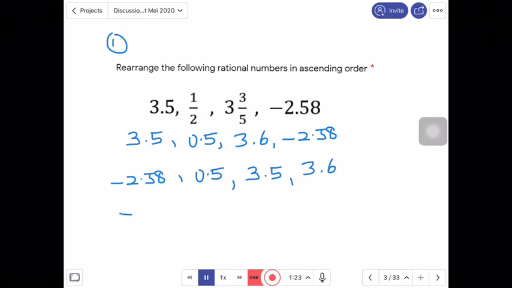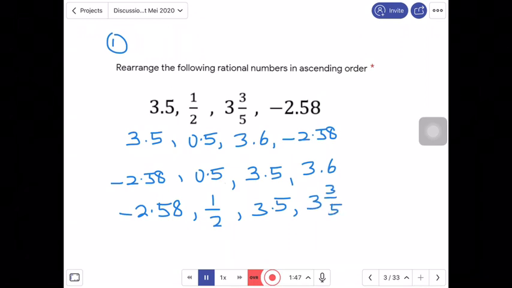So it is negative 2.58, no, not 0.5, it is 1 over 2. And then 3.5 is the same as 3.5. And 3.6 is initially written as 3 over 5. So this is the final answer.